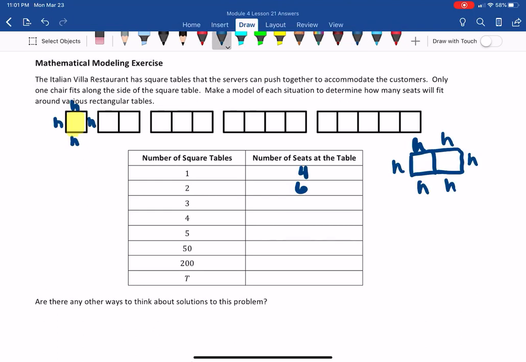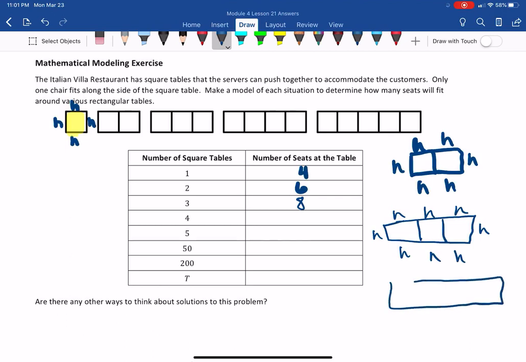Okay, let's think about 3 tables. It's a little skinnier. So 1, 2, 3. Right, exactly, 8 chairs. So we're going to keep doing this, and you can add those into the next, but you're going to start to see a pattern. If I add another table, don't judge my drawings. So I'm going to add the chairs. So 1 here, 2, 3, 4, 5, 6, 7, 8, 9, 10. So 4 tables is 10.